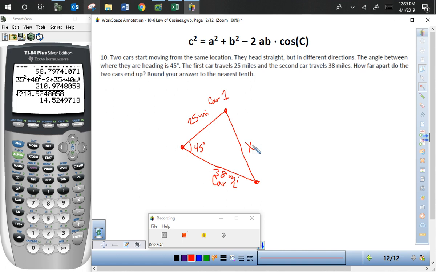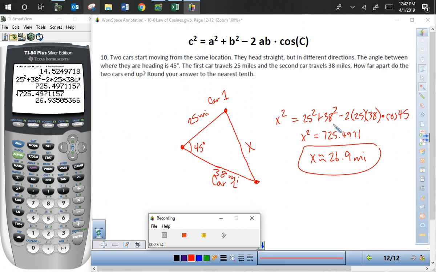Go ahead, pause the video, and set up the problem to solve for x. It's another law of cosines with x by itself. Since x squared is almost by itself to start out with, you can just type that in. But then we have one more step taking the square root. We get 26.9, and our label on this problem is miles.